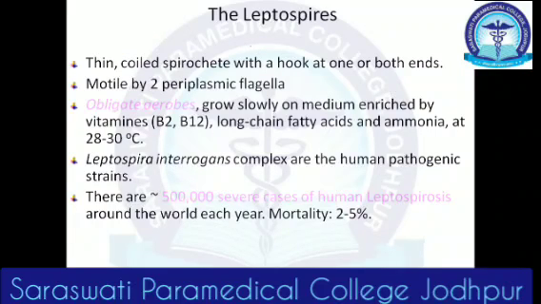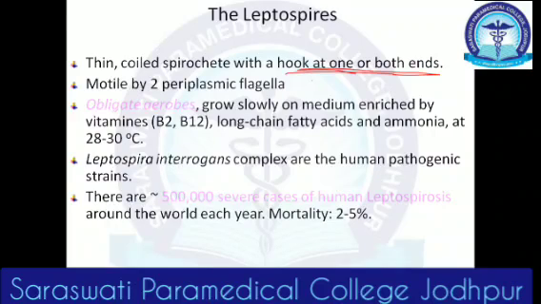Now we are going to talk about the leptospires. Leptospires are also thin coiled spirochetes with a hook at one end or both ends. This is the unique feature of leptospires from other types of spirochetes. As we know, all the spirochetes are very thin. They have the largest periplasmic space and periplasmic flagella. But in leptospires, what varies is the production of the hook at both ends of their body.